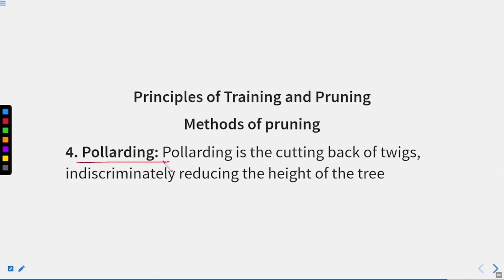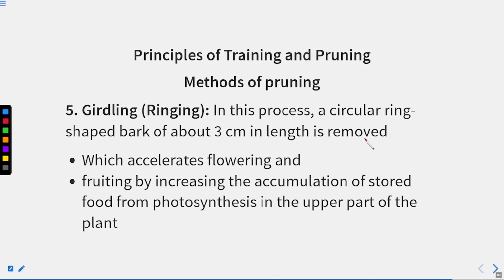Next method is pollarding. Pollarding is the cutting back of twigs indiscriminately, reducing the height of the tree. So pollarding is done to reduce the height of the tree, because it is cutting back of twigs indiscriminately.